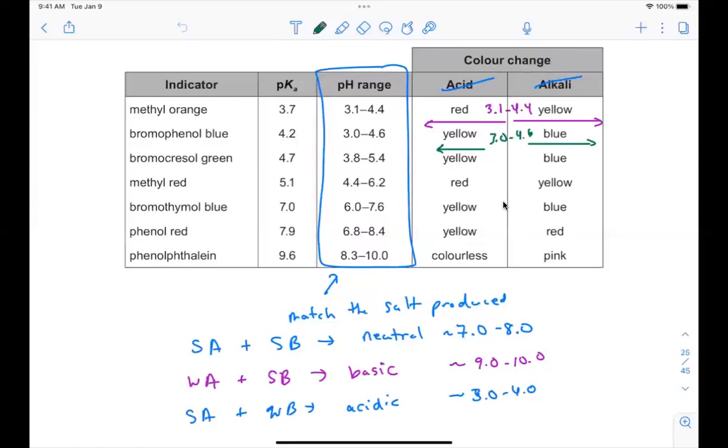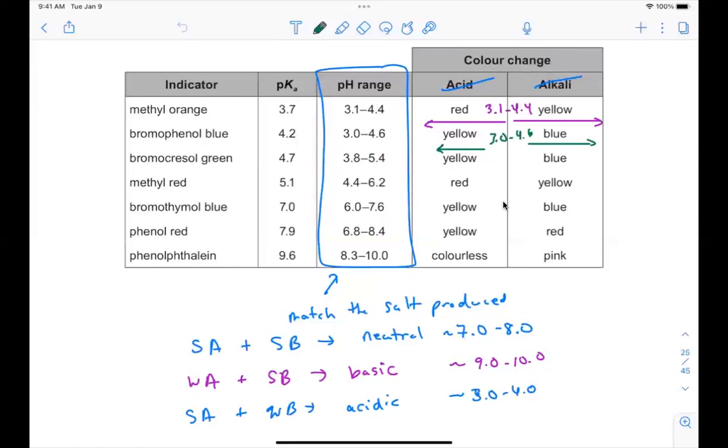So that's what you want to think about here for higher level: these ranges fit right in here. If it's less than that range, it's this color. If it's more than that range, it's this color. If it's right in the middle, that's what color. So maybe they'll say suggest an indicator and state the color change or what color it should be at the equivalence point.